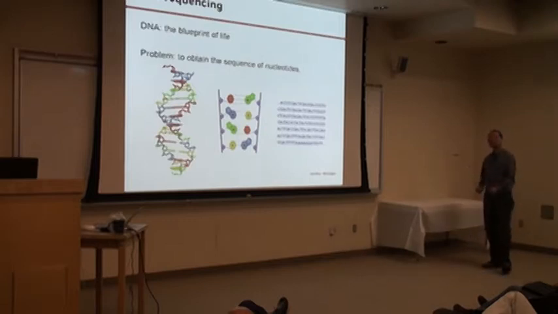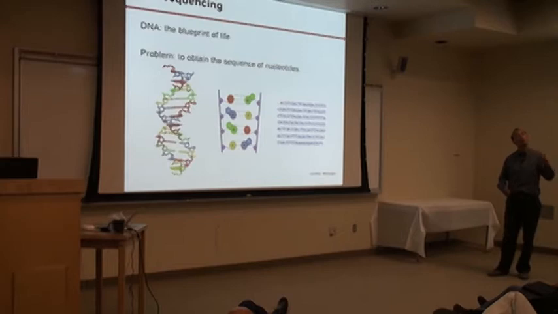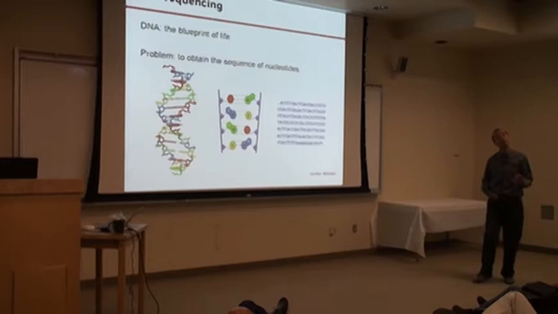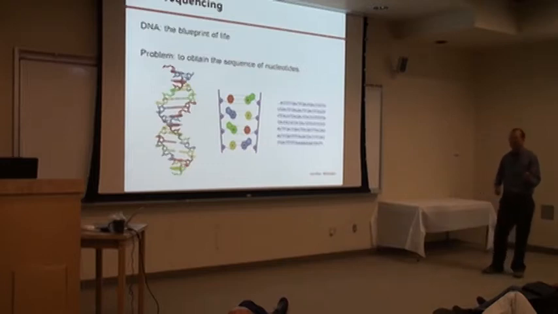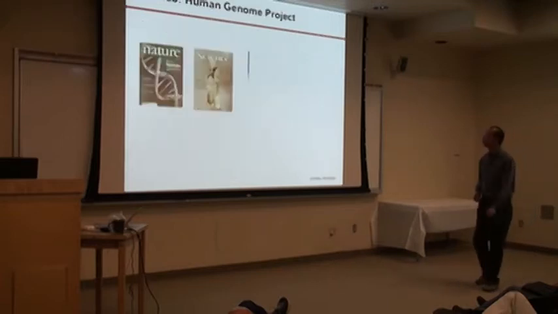And the problem is simply that we want to obtain the sequence, because this sequence contains a lot of the information about life. And once we get the sequence, then we can go down the chain and process this information. So in some sense, the first step of biology and medicine nowadays is essentially to get the sequence. Once you get the sequence, you can do many, many different things. So this is a pretty basic problem.